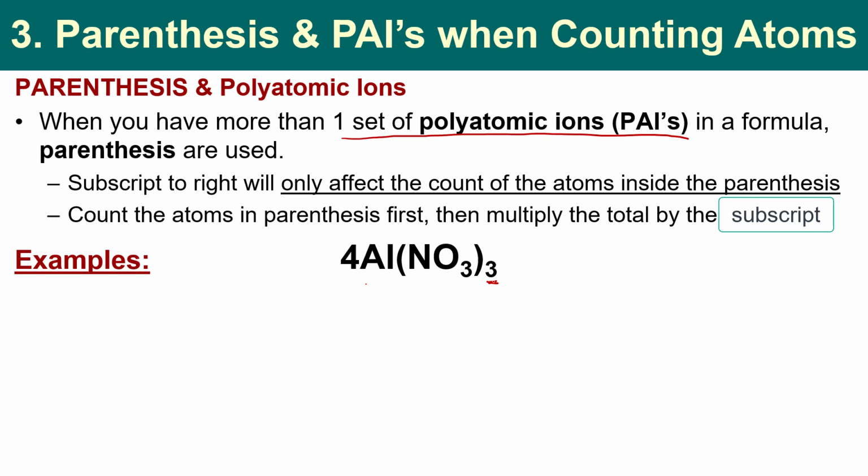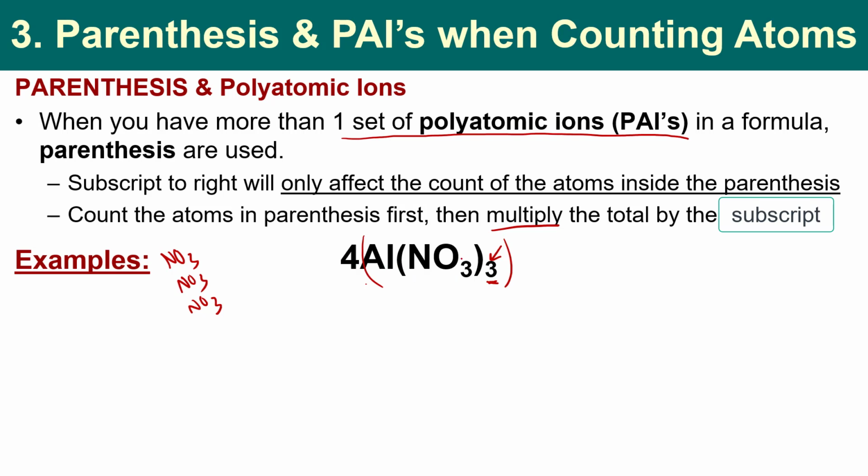We're talking about this subscript to the right, which basically says I have 3 nitrate ions. It's like having NO3, NO3, and NO3 all at once. What you really have to do is count the atoms that are in between these parentheses first, and then multiply by the subscript, which is outside those parentheses. Then you can do the rest of your bookkeeping and multiply the whole thing by that coefficient that's there.